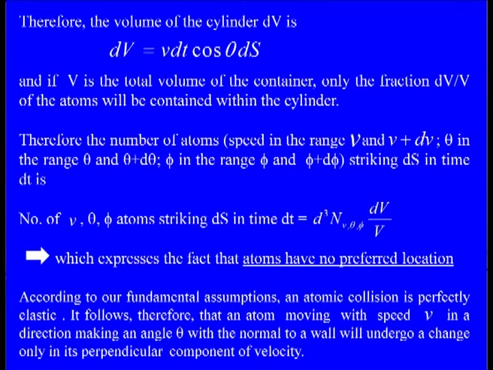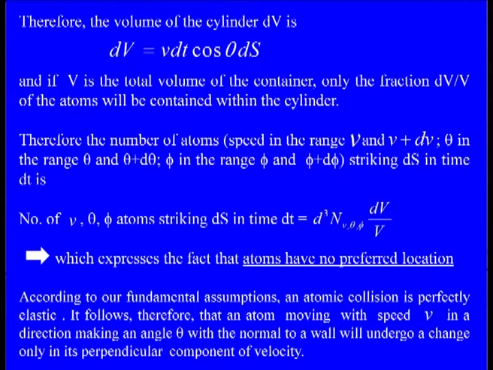Now, the volume of the cylinder is dV, which is v dt cos theta into ds, and if V is the total volume of the container, only the fraction dV by V of the atoms will be contained within the cylinder. So, now finally, we want to calculate the total number of atoms in the velocity range with the speed v and v plus dv, in the theta range theta and theta plus d theta, in the phi range phi and phi plus d phi.